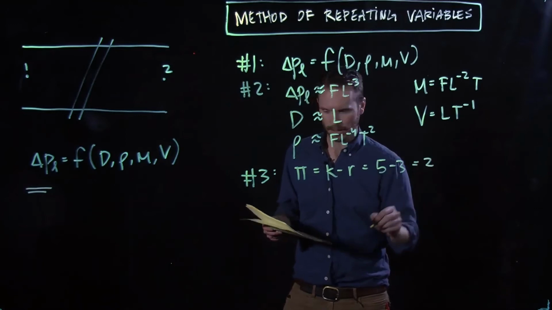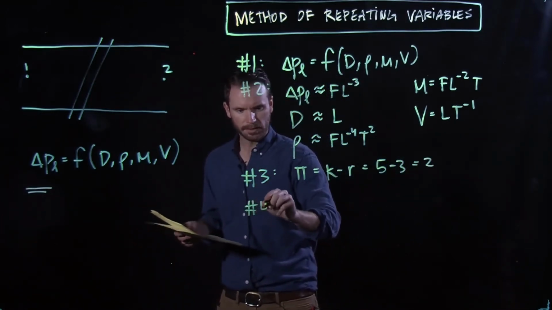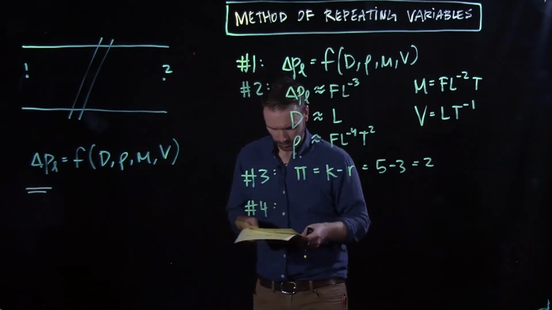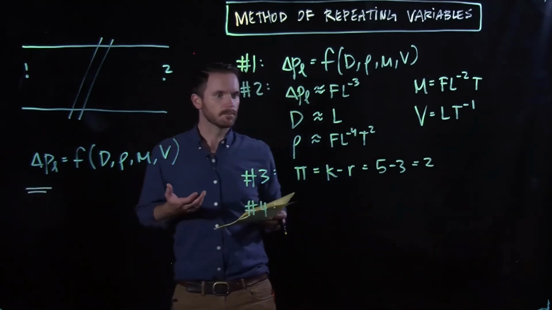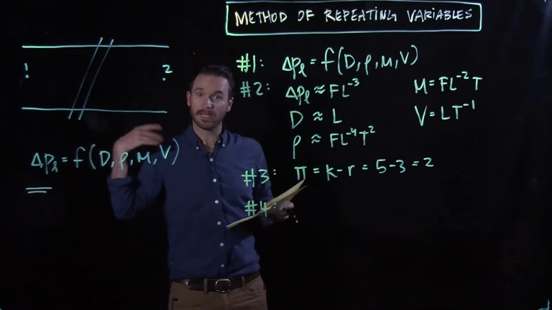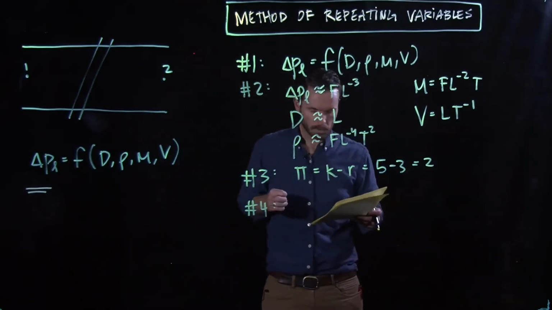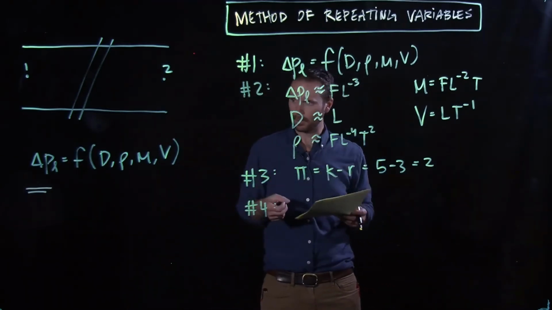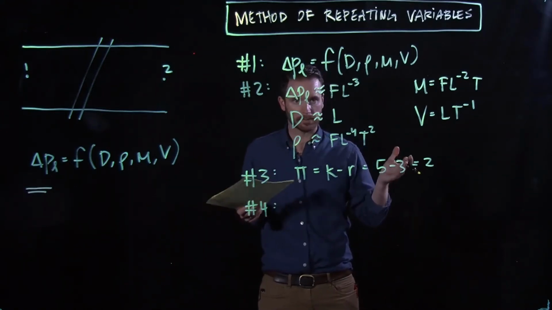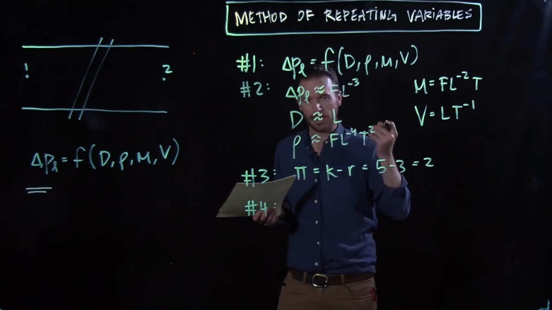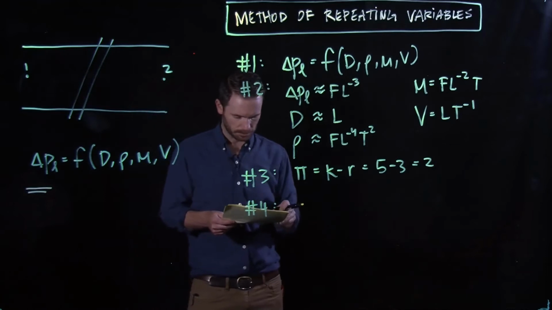need 2 pi terms. Now, step number 4, where we select the repeating variables, becomes a little bit tricky. We don't want the repeating variable to be pressure drop, because that's our dependent term that we're trying to solve for. Now, how many of these are going to be repeating variables? Well, the number of repeating variables has to be equal to the number of basic dimensions. How many basic dimensions do we have? We have 3. So we have to select 3 of these.